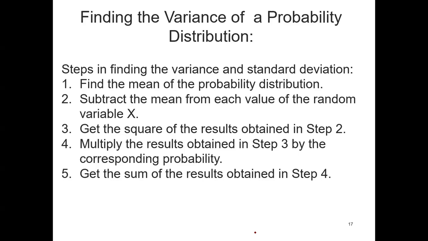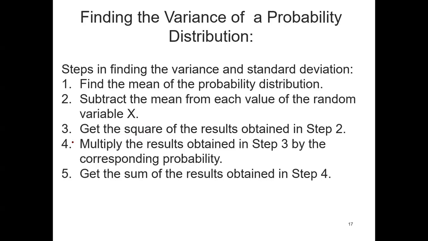Next is we're going to get the square of the results obtained in step 2. So once na obtain na nato ang score sa step 2, like for example, 1 minus ang average 1.25. So ang 1 minus 1.25 is negative 0.25. I-square na nato siya. Kaya ang result man daw is square. Therefore, mao na ito ang step 3.